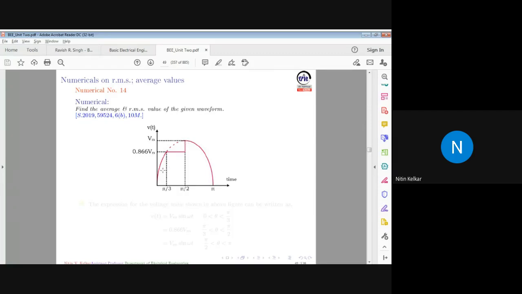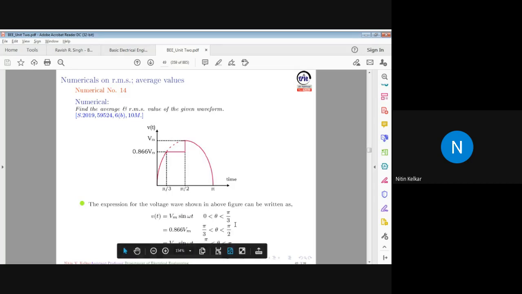That means from 0 to pi by 3, the voltage is increasing according to the sine function. From pi by 2 up to pi, the waveform is decreasing according to the sine function. And from pi by 3 to pi by 2, it has a constant value. So this given waveform can be written mathematically in three different sections, as I have written them over here. From 0 to pi by 3, it follows a sine rule. From pi by 3 to pi by 2, it has a constant magnitude of 0.866 Vm. And from pi by 2 up to pi, once again it follows a sine rule.